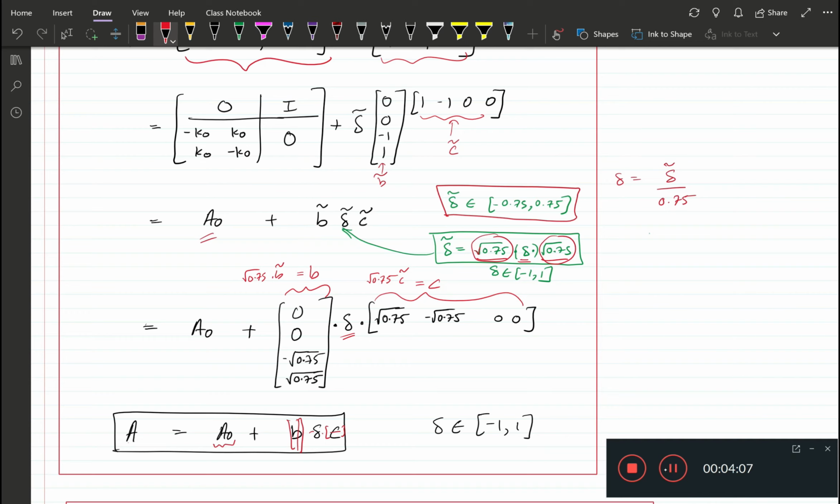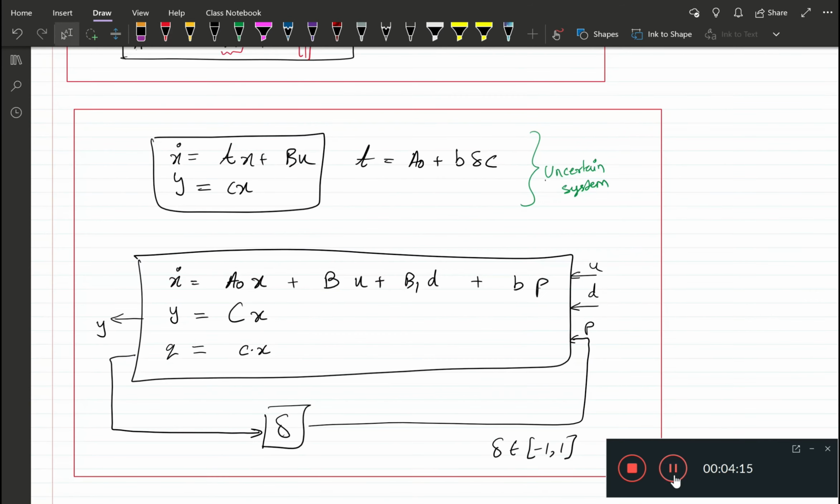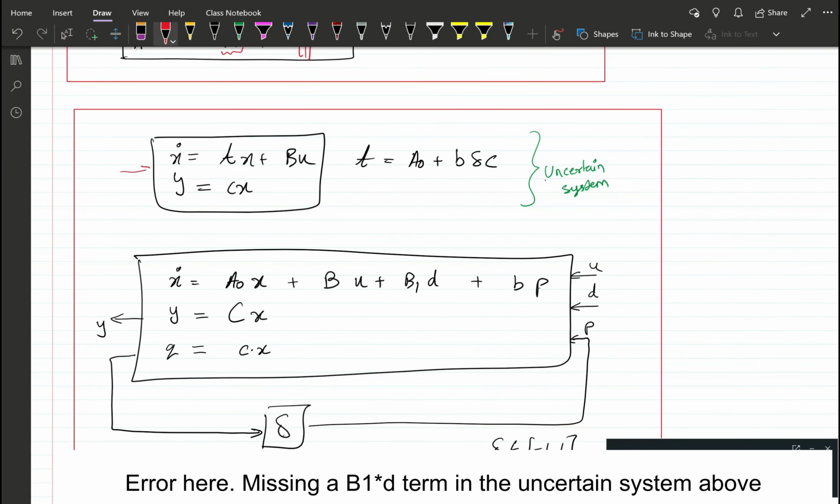Now once we have this set up, we can define a feedback loop that corresponds to the uncertain system. So here we see the uncertain system, where A is uncertain. We can write A, as we just saw, as A0 plus some column vector B times some row vector C times delta, where delta varies between -1 and 1.